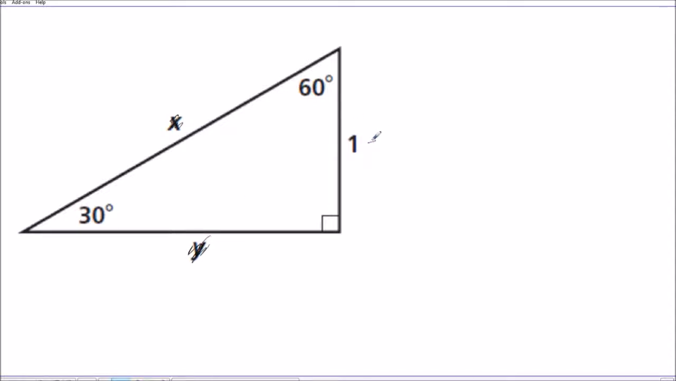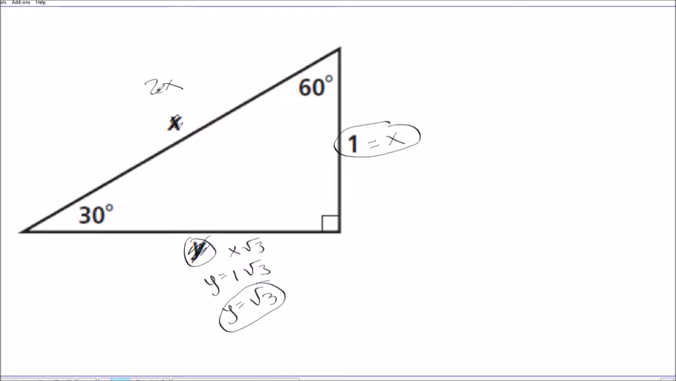So I'm going to say that this shortest side is x. That's what the original drawing that we learned about was, and look back in your notes if you need to see that. The longer side is x root 3, and this side is 2x. So here I go. If x is 1, then x root 3 is 1 root 3, and we had said that was y, so y equals 1 root 3, or if you want to simplify it, just root 3. Okay, that part's done. And then this is 2x, so that would be 2 times 1, which is 2.